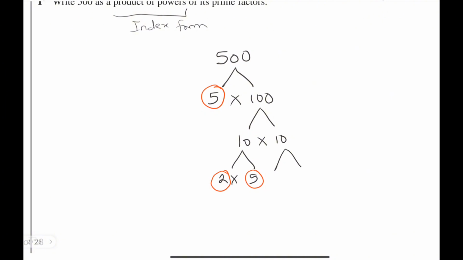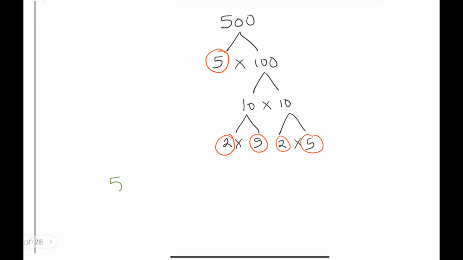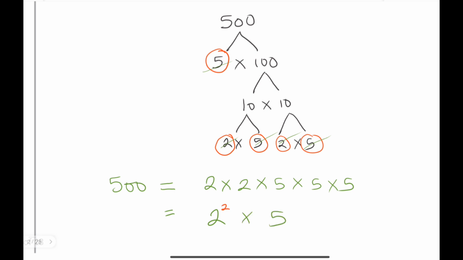And the second 10 also, we break it down into 2 times 5, in which both of them are prime numbers. So our final answer is 500 equals 2 times 2 times 5 times 5 times 5. As we can see, there are 3 5s and 2 2s. And as prime numbers, this will be expressed as 2 to the power of 2 times 5 to the power of 3.